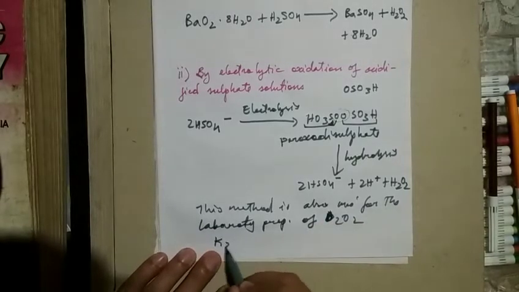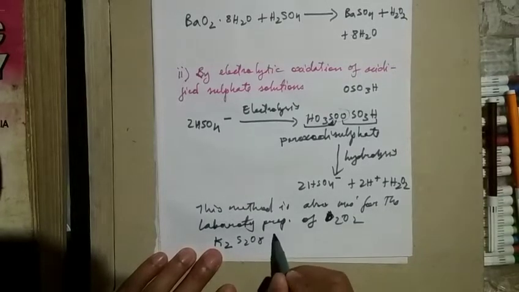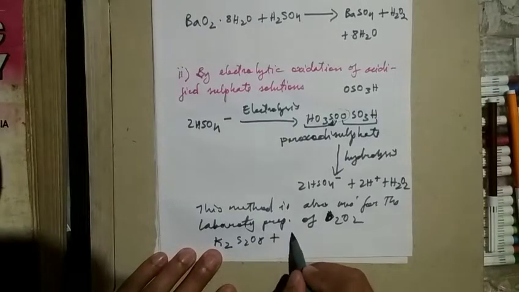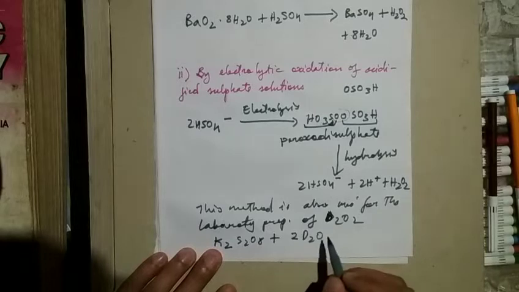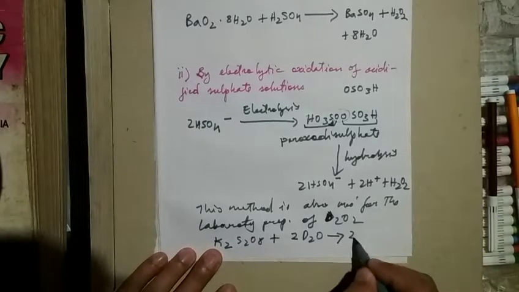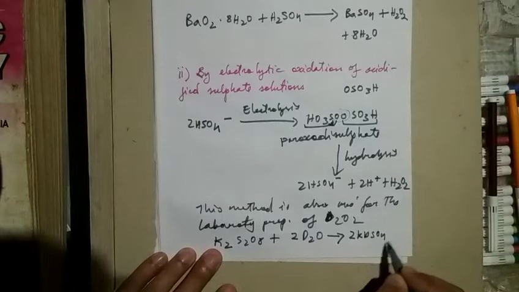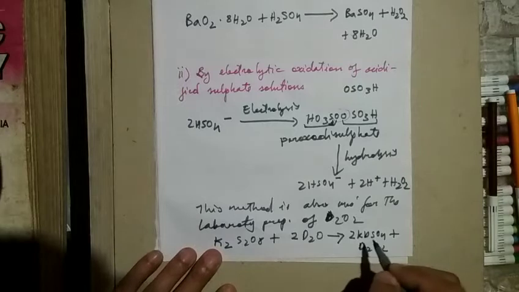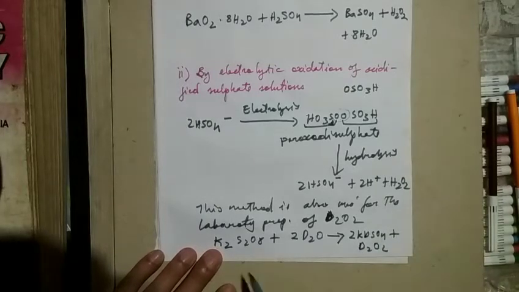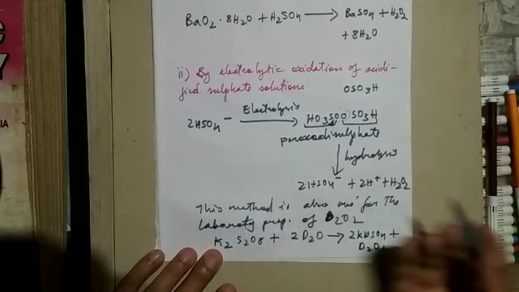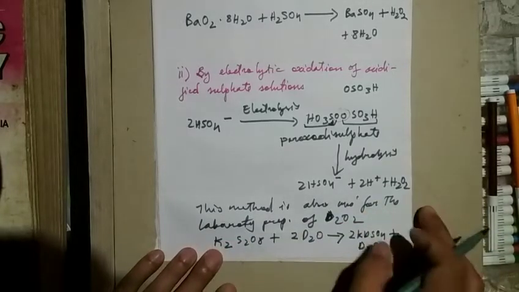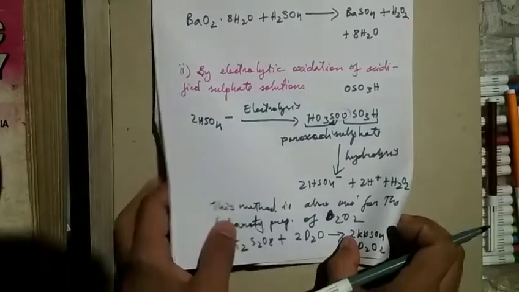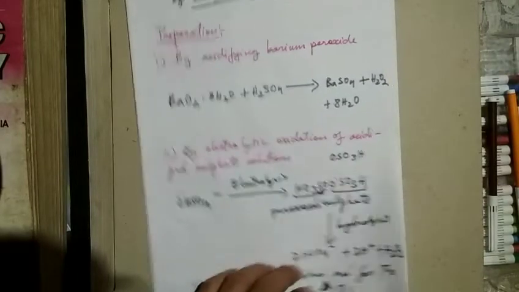It is prepared by the reaction of K2S2O8 with D2O to give 2KDSO4 plus D2O2. So we get heavy peroxide. This might be asked in the exam also, how you will prepare this heavy peroxide. So this is also kind of important. Let's see the next method.